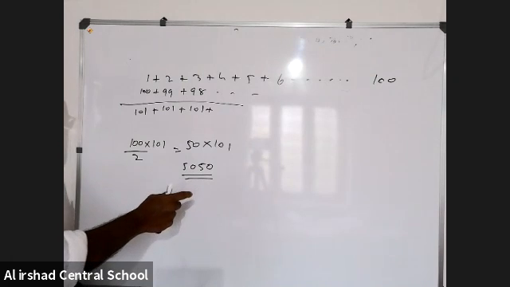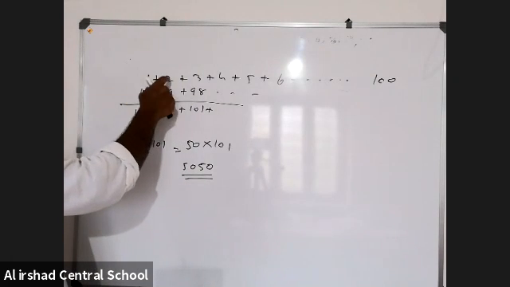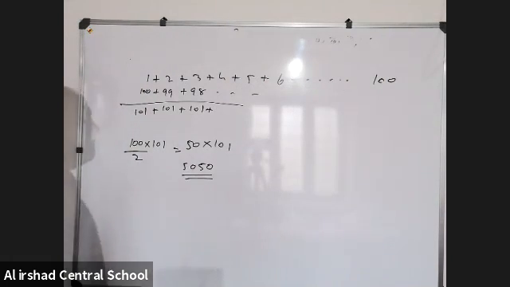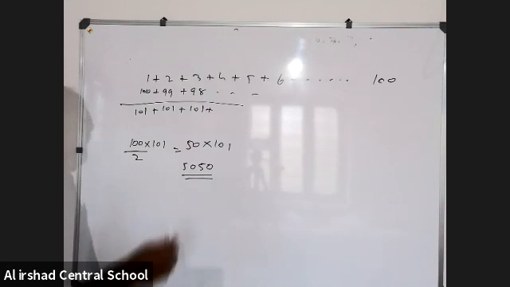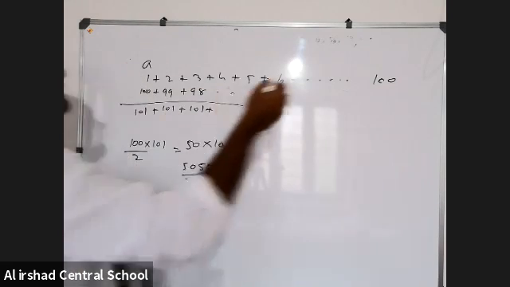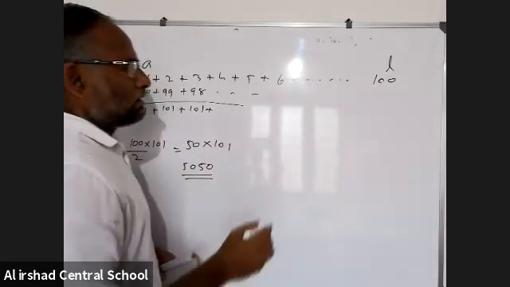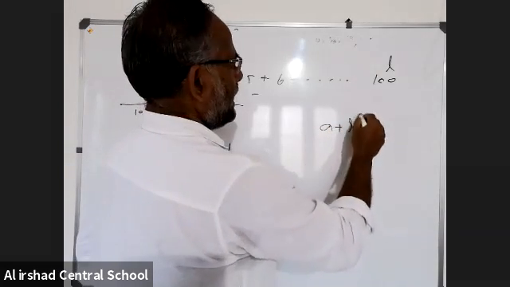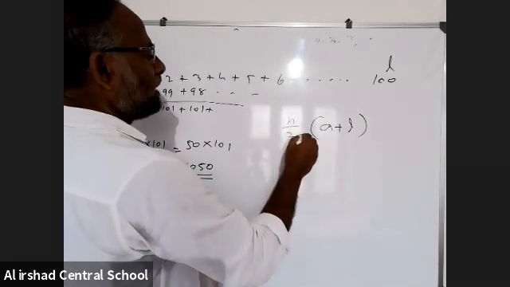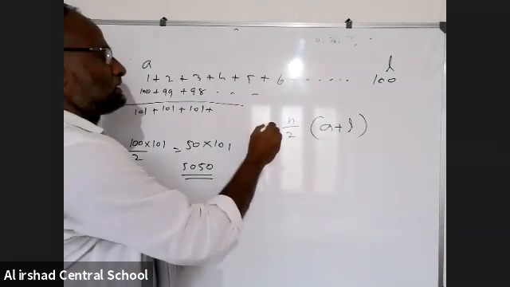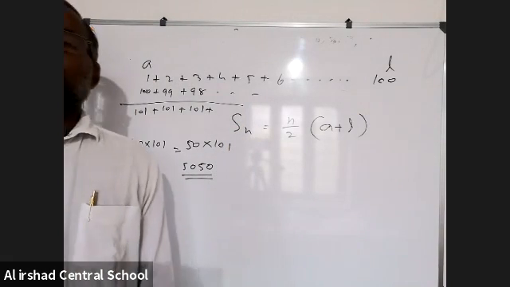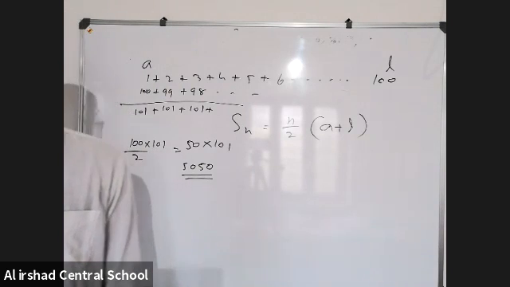Did you understand the answer? This is the answer. If you add 1 plus 2 plus 3 plus 4 up to 100, you will get 5050. That means what they did: this is the first term and this is the last term. L we can take. A plus L. N times, 100 means N. N by 2 into A plus L. Sn is equal to N by 2 into A plus L. See, a very famous formula, very easy.